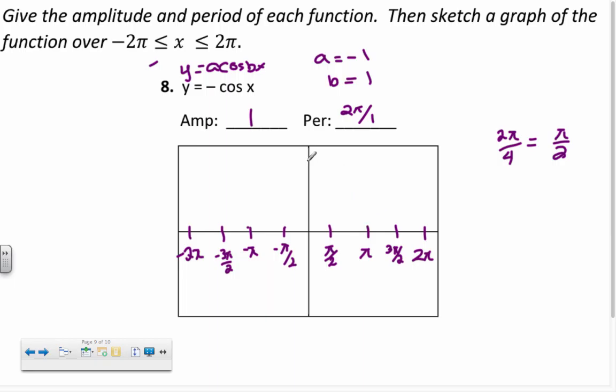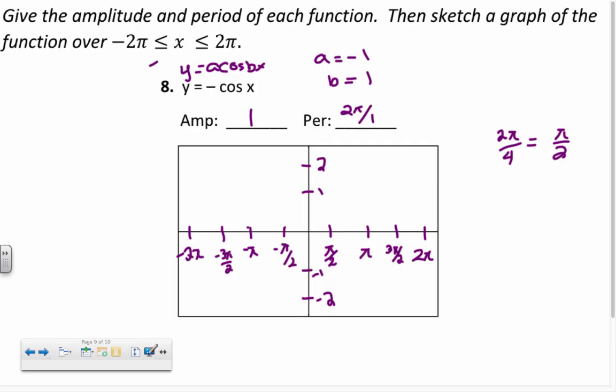Then I also have to think about my amplitude, which is 1, so that's my y values. I'll mark 1 and 2, and then negative 1 and negative 2. The next thing I have to look at is, am I dealing with a cosine function or a sine function? That will tell me where I'm going to start my graph. Here I have a cosine function, which means I don't start at the origin, I start at the amplitude. And it's a negative cosine function, so I'm going to be starting at a negative amplitude.